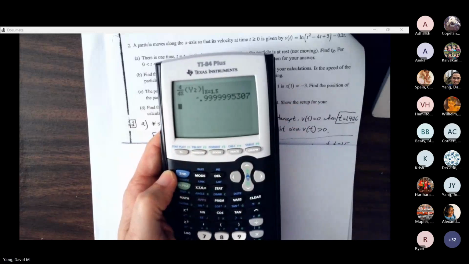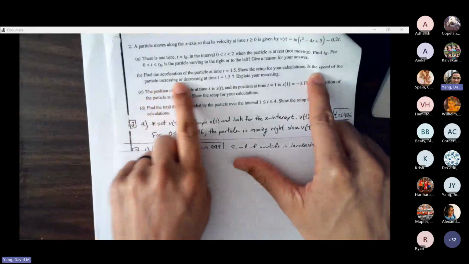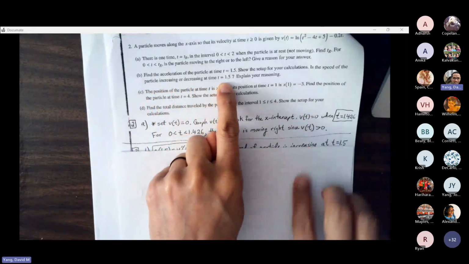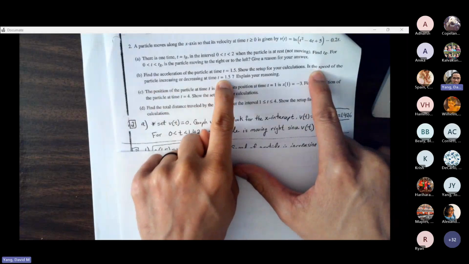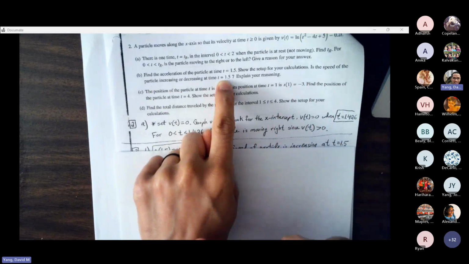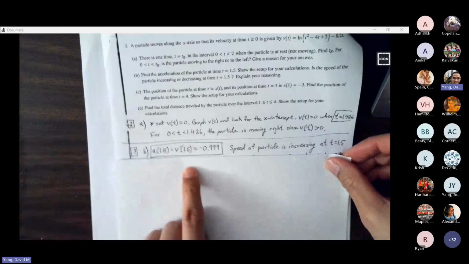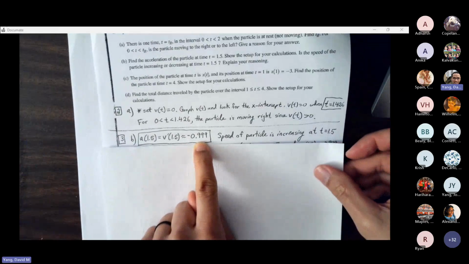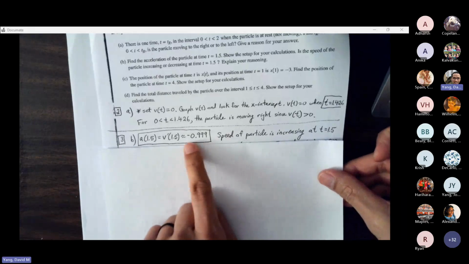Is the speed of the particle increasing or decreasing at time t equals 1.5? So anytime we're looking for increasing or decreasing speed, we are comparing the signs between velocity and acceleration. If velocity and acceleration have the same signs, then speed is increasing. If velocity and acceleration have opposite signs, then speed is decreasing. So we know our acceleration is negative 0.999, and we can also find the velocity at 1.5.